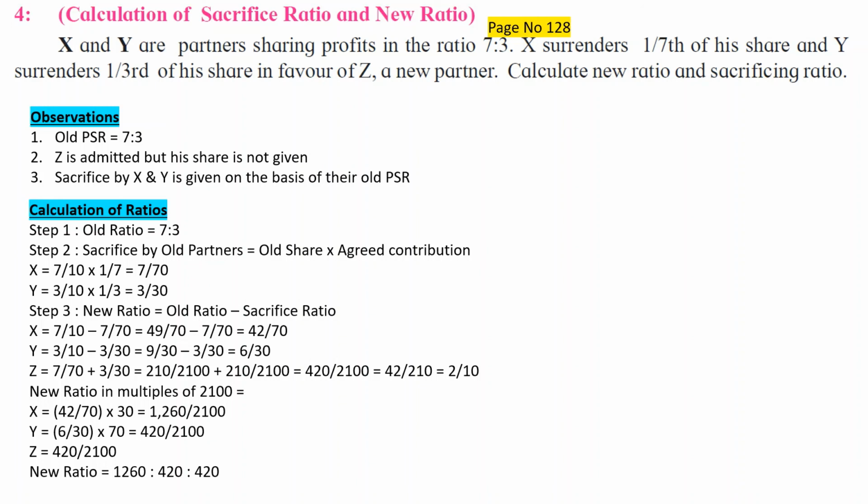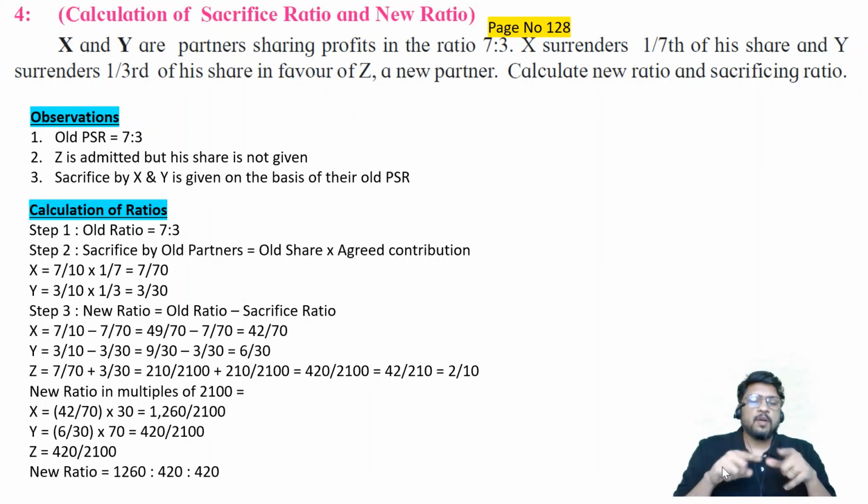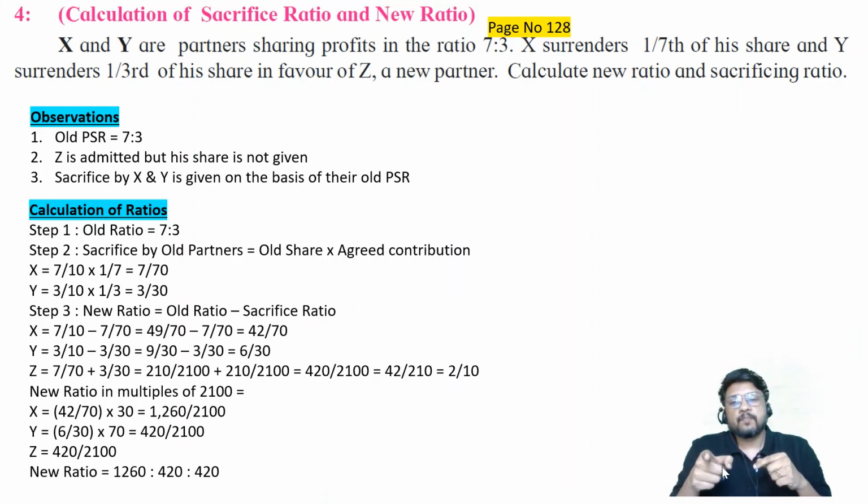This is a little bit difficult situation wherein old ratio is given, 7:3. New partner's ratio is not given. They have just told you how much is the sacrifice done by old partners, and the sacrifice is based on their old ratio. X surrenders 1/7 of his own share. Y surrenders 1/3 of his own share.